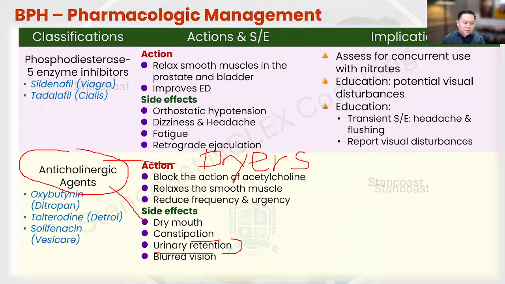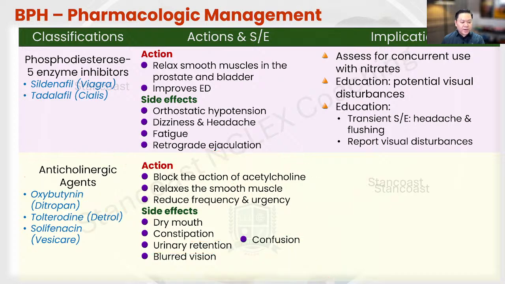So please don't forget your DECUB. I probably would make a mnemonic here. DECUB: dry mouth, constipation, urinary retention, and blurred vision. Probably that would help you a little bit. DECUB: dry mouth, constipation, urinary retention, and blurred vision. Now, wait, there's another one.